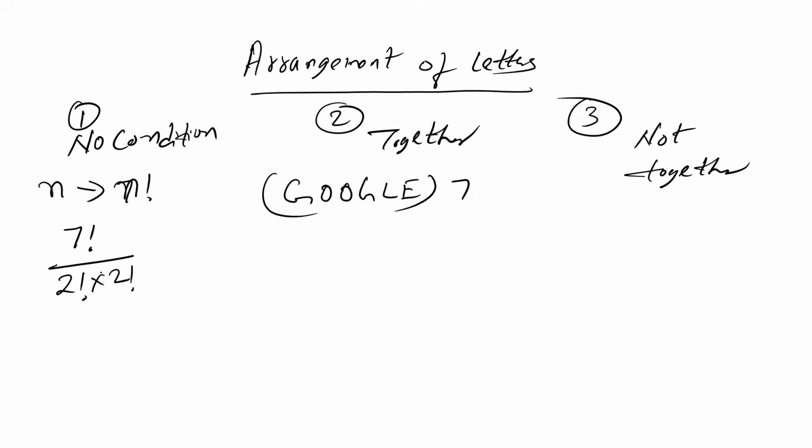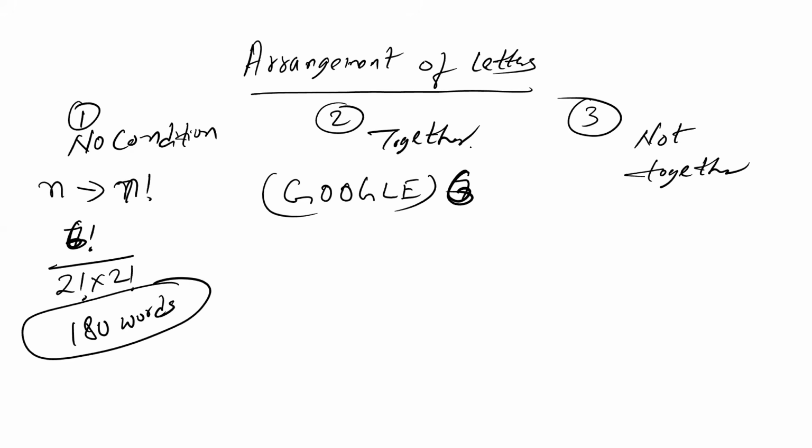I repeat, whenever the question given is of any words and they ask you how many words you can make, n letters can make n factorial words. So total answer will be 6 factorial divided by 2 factorial, 2 factorial. Why this 2 factorial? Because there is a repetition of 2O and 2G. So totally only 180 words possible. This is for no condition.